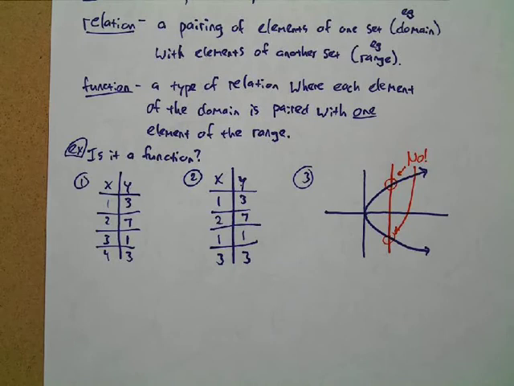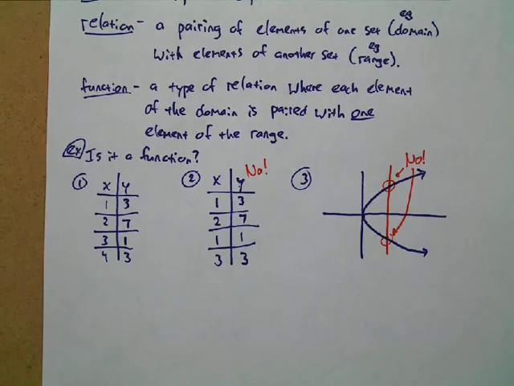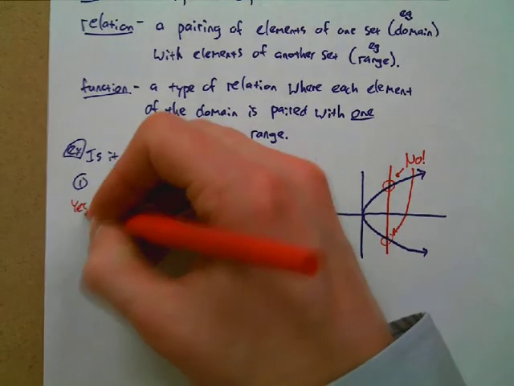And then back to this one, right? Yeah, it fails here at 1. 1 is paired with 3. 1 is paired with 1. So not a function. And then this one is okay. 1 is paired with 3. 4 is paired with 3. And so that can be like, whoa, what? But these are different x values here. Okay? And it's okay for different x values to be paired with the same y value. So yes, this is a function.